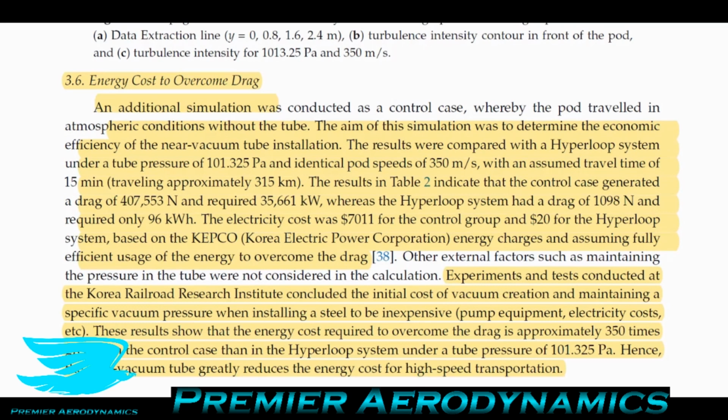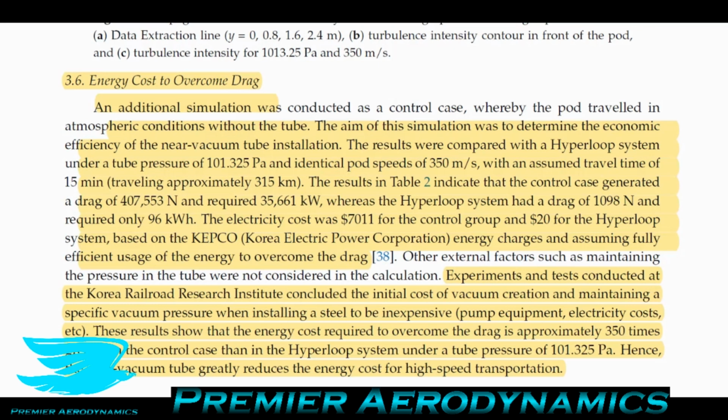So they say an additional simulation was conducted as a control case whereby the pod traveled in atmospheric conditions without the tube. The aim of this simulation was to determine the economic efficiency of the near vacuum tube installation. So in other words, how much cheaper it is to run a Hyperloop compared to a regular train just going through the world. The results were compared with a Hyperloop system under a tube pressure of 100 pascals and identical pod speeds of 30 meters per second, with an assumed travel time of 15 minutes, traveling approximately 315 Ks. That's pretty awesome to be able to travel 350 Ks in 15 minutes.